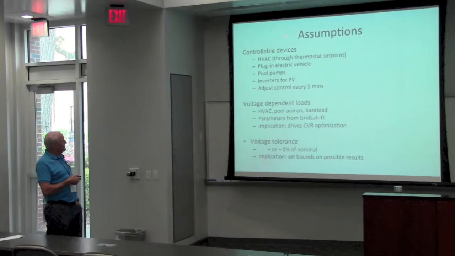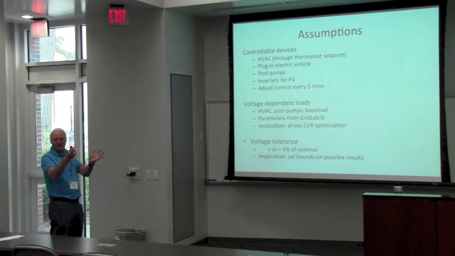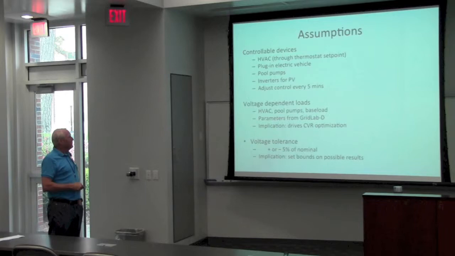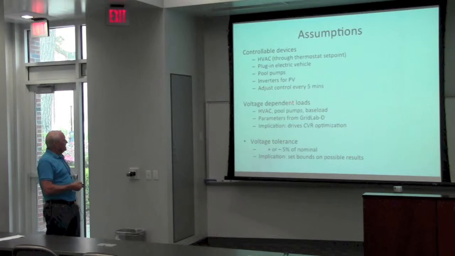The HVAC system through the thermostat set point, a plug-in electric vehicle we can time subject to the constraint that we need enough power to be pumped into it over a fixed period of time. Pool pumps, inverters for the PV systems, and we're going to adjust the control every 5 minutes. And we have data for this. The voltage dependent loads are the HVAC and the pool pump, and there's a base load that's in there.